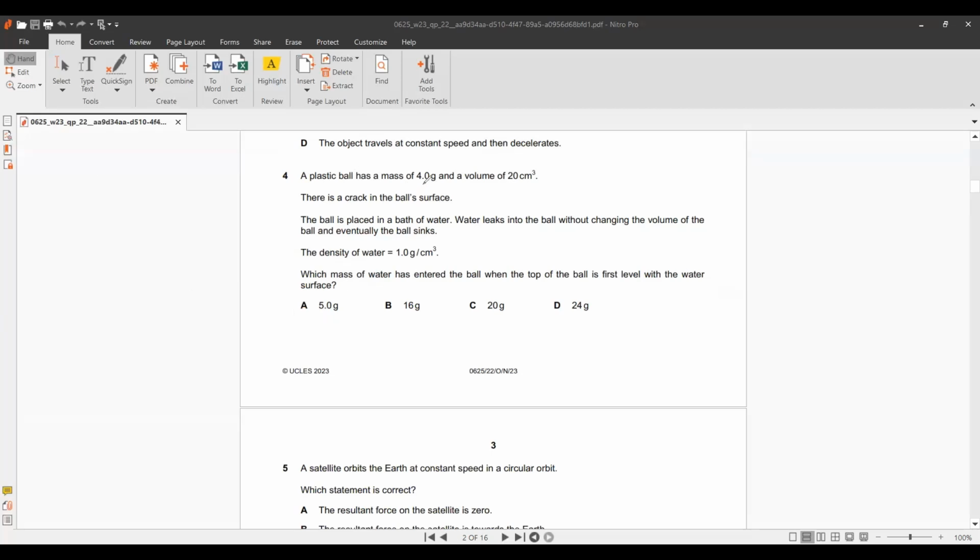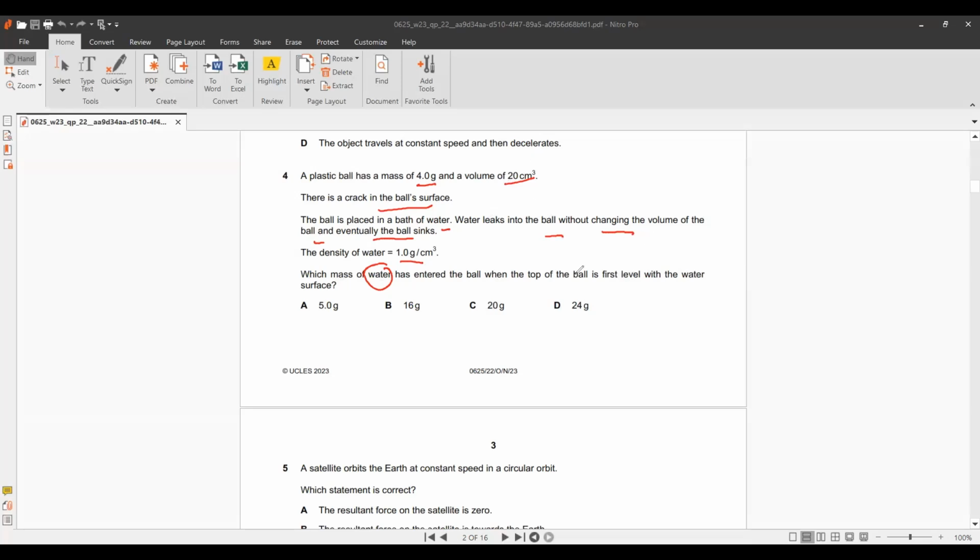A plastic ball has a mass of 4 grams and the volume is 20 centimeter cube. There is a crack in the ball surface. The ball is placed in a bath of water. Water leaks into the ball without changing the volume of the ball, and eventually the ball sinks. The density of the water is 1 gram per centimeter cube. Which mass of water has entered the ball when the top of the ball is first level with the water surface?